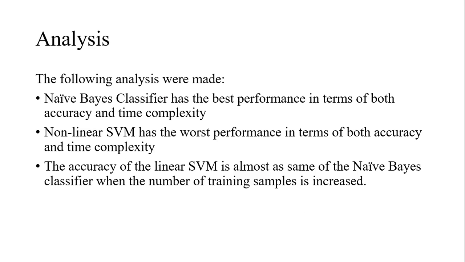These were the analyses I have made. The naive Bayes classifier has the best performance in terms of both accuracy and time complexity, while the nonlinear SVM proved to be the one with the worst performance in terms of both accuracy and time complexity. As I've stated before, the accuracy of the linear SVM is almost the same as the naive Bayes if we have enough training samples. Since we did not have more than 700 training samples, we could not evaluate the performance of the SVM for more than 1000 training samples and see whether it beats the naive Bayes classifier.